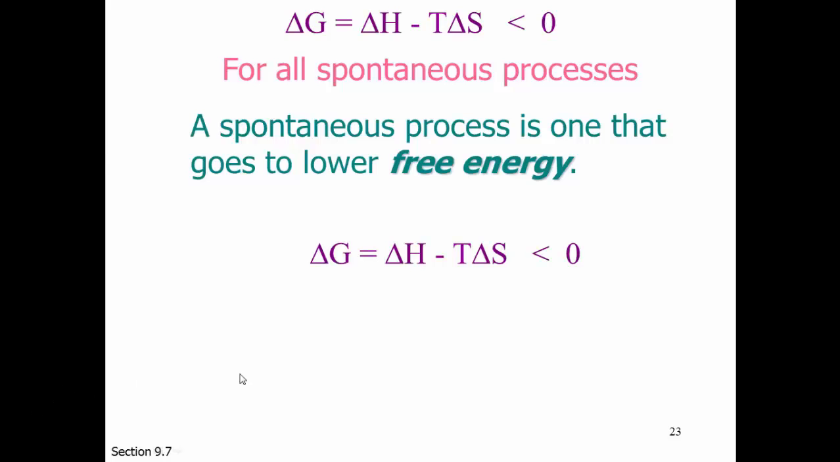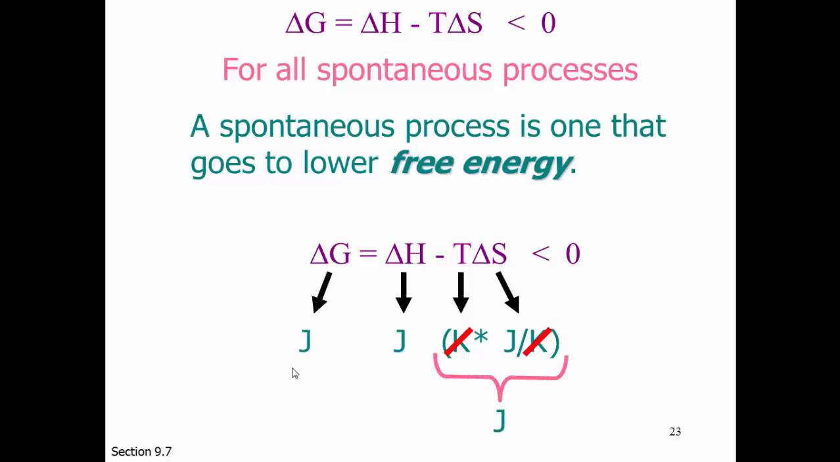So if we look at this equation here, we should analyze the units a moment. Delta H can be in units of joules or kilojoules. Temperature will always be in units of Kelvin. And delta S is in units of joules per Kelvin. Our energy change will be in units of joules, which is a wonderful unit for energy.